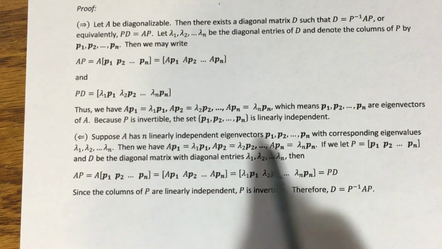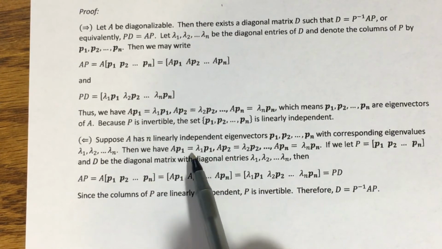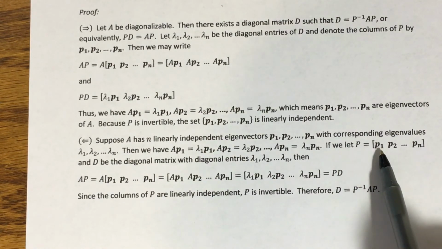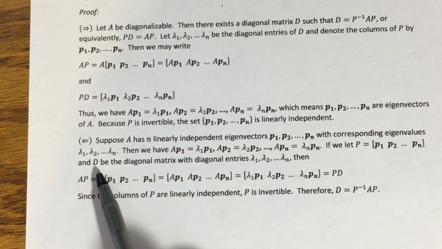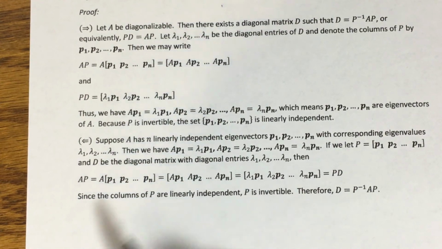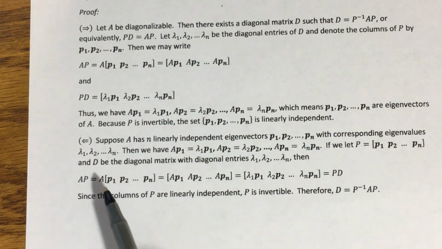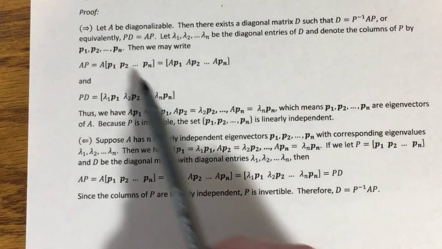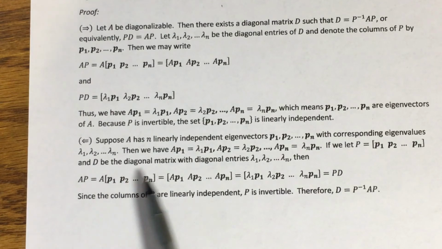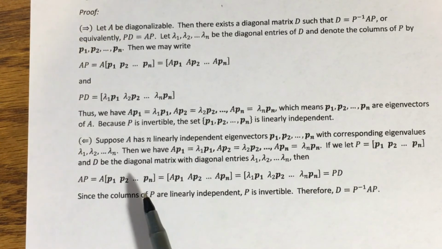Okay, so again, because they're eigenvectors, that implies that we have these relationships, AP1 equals lambda 1 P1, and so on and so forth. We're going to construct the matrix P out of those n eigenvectors, and we're going to construct the matrix D out of those n eigenvalues, making these the diagonal entries of D. Okay, so if I were to do that, I could do the same work that I did up here to show that AP is equal to PD. I'll let you look at that to see where the logic comes in.